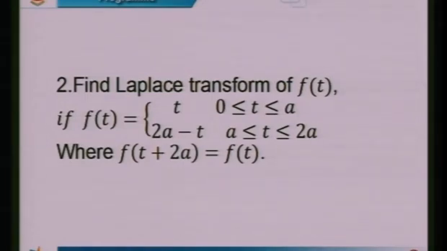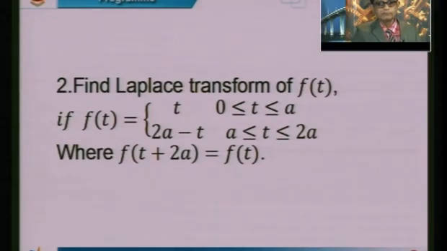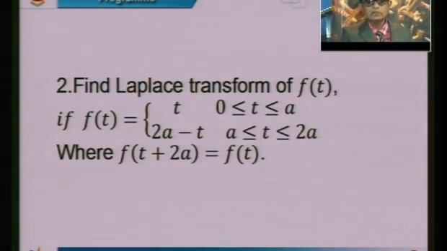We did one of the examples. Now we will do a similar type example, second type example. Find the Laplace transform of f of t if f of t equal to t, which is defined in the interval 0 less than or equal to t less than or equal to a, is equal to 2a minus t for a less than or equal to t less than or equal to 2a, where f of t plus 2a is equal to f of t.